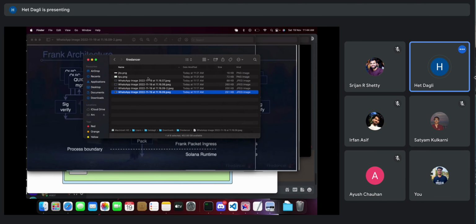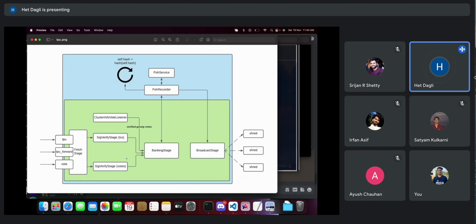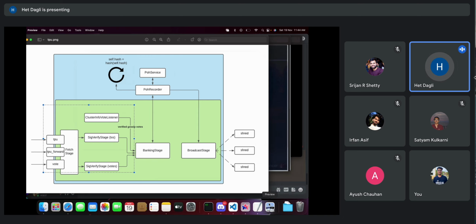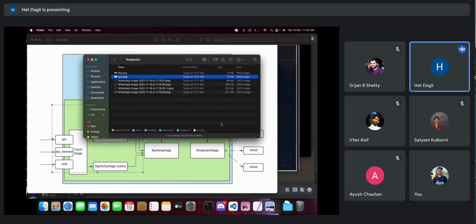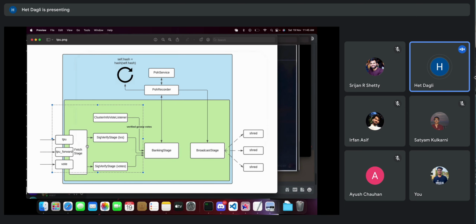Now coming back to our TPU design, I think, this is my guess, we are only talking about this stage right now. They have not reached the banking stage. Banking stage is the processing unit. So they have still not reached the runtime and consensus or anywhere else. We are at this stage, where you fetch and you verify the signature. These things were talked about.